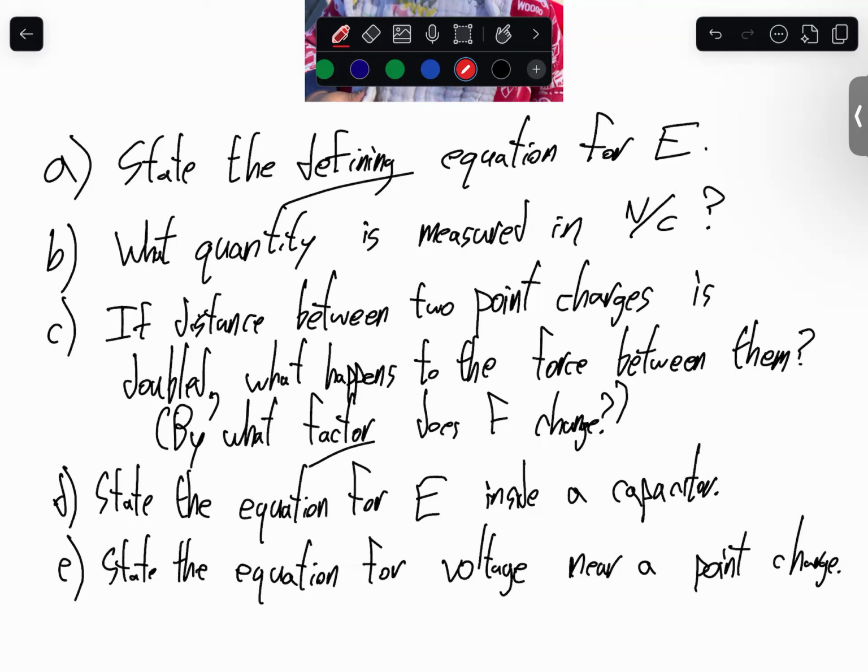Where's A under? No, it's in the Google form, spot A. Question A is asking for the defining equation for electric field, not in a capacitor, the general, true-always, definitional equation. We'll get there.